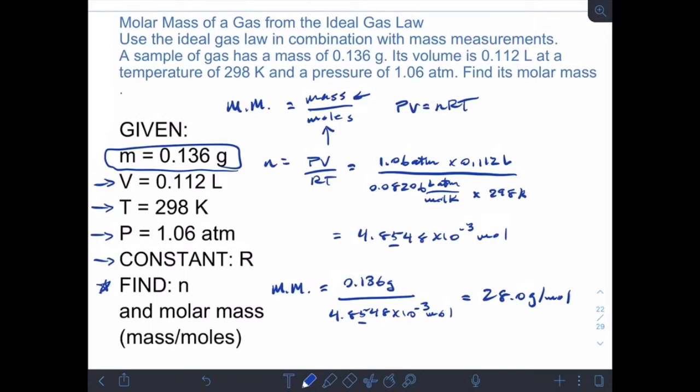So this very likely could be nitrogen gas, because nitrogen, N2, has a molar mass of 28 grams per mole. All right, moving on.